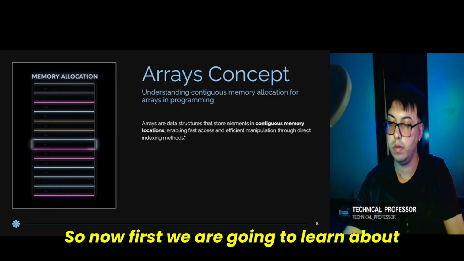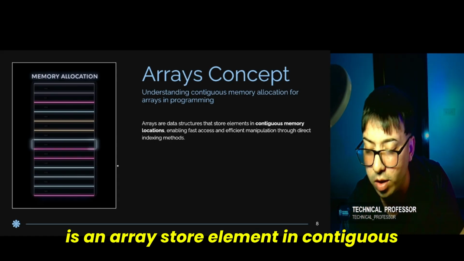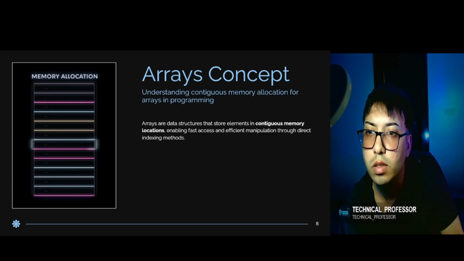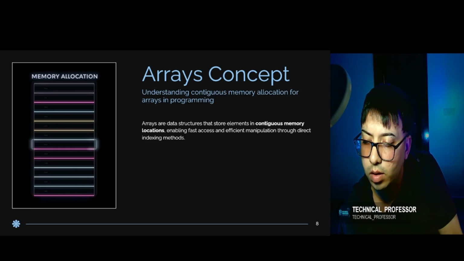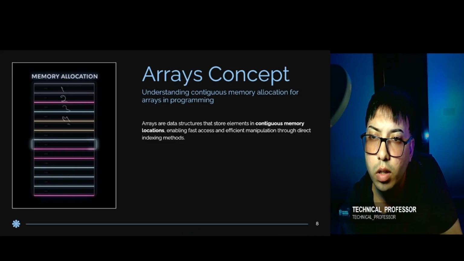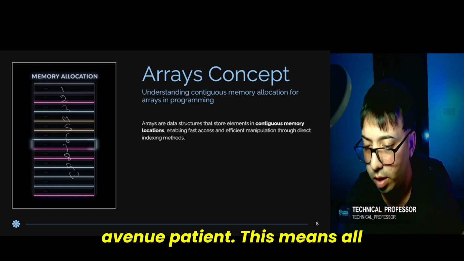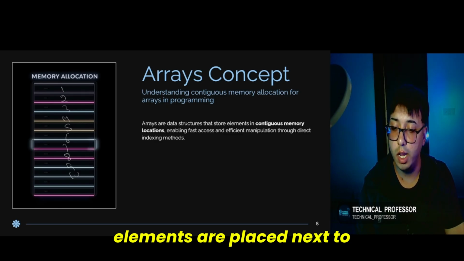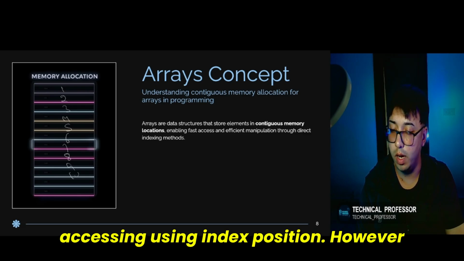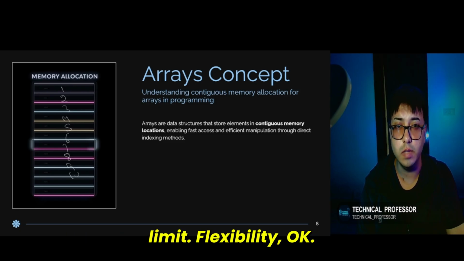First we are going to learn about arrays. Arrays store elements in contiguous memory allocation. For example, we will store data 1, 2, 3, 4, 5, 6, 7, 8, 9, 10 in this way, in contiguous memory allocation. This means all elements are placed next to each other in memory. Because of this, arrays provide fast access using index position. However, they have a fixed size, which limits flexibility.